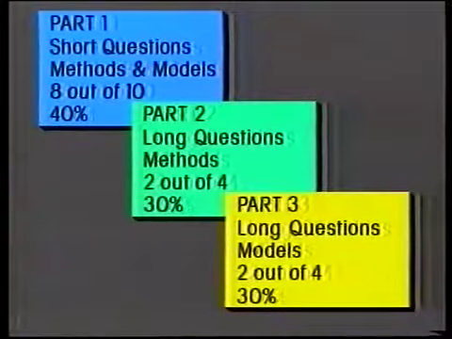So that's the structure of the paper, but how long should you spend on each part? Well, the bulk of the easy marks can be gained by answering 8 questions in Part 1. And as Anne said, that's worth 40% of the total mark. So you should think in terms of spending 40% of your time on Part 1. That's just a bit over an hour.